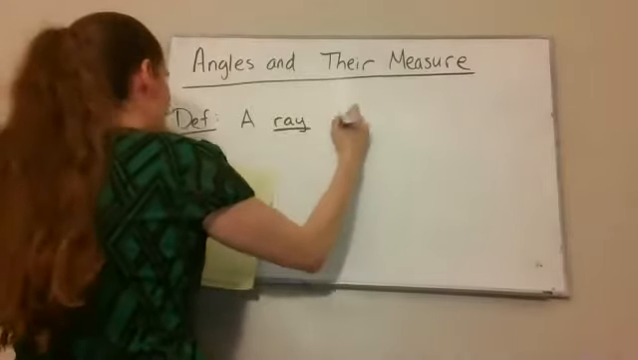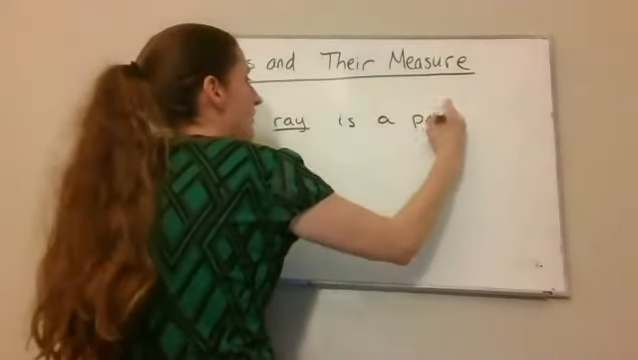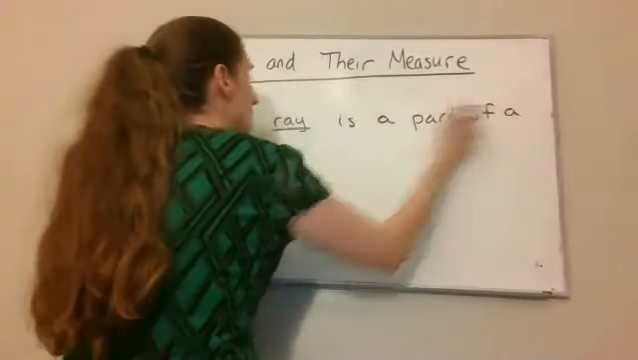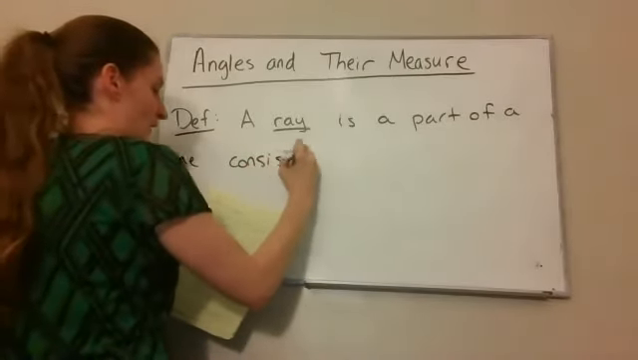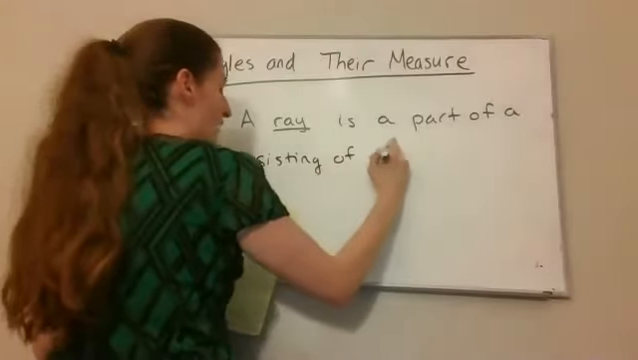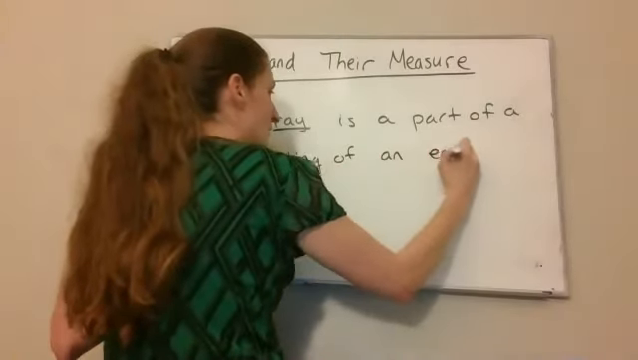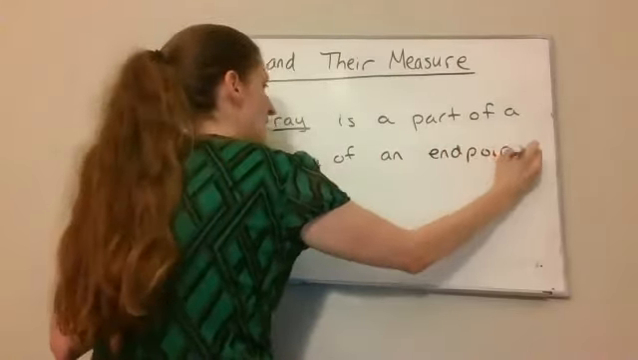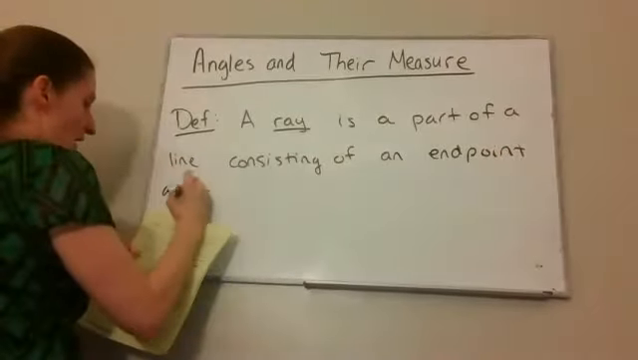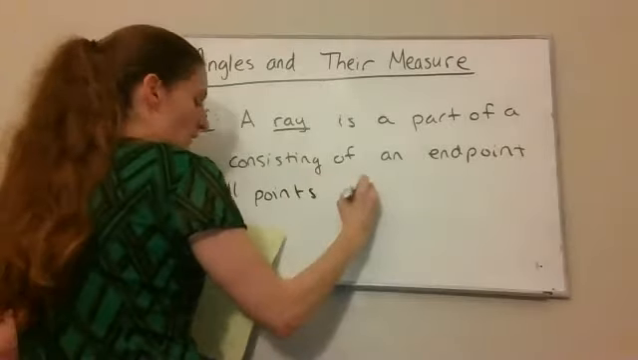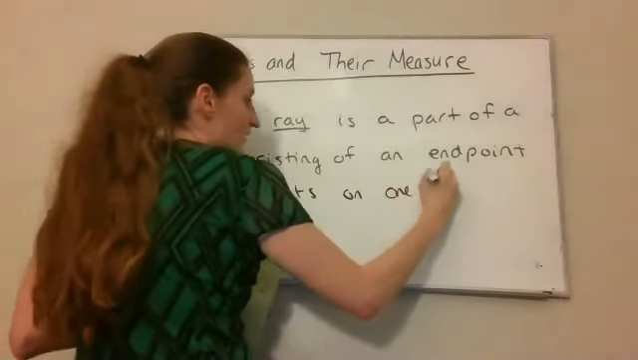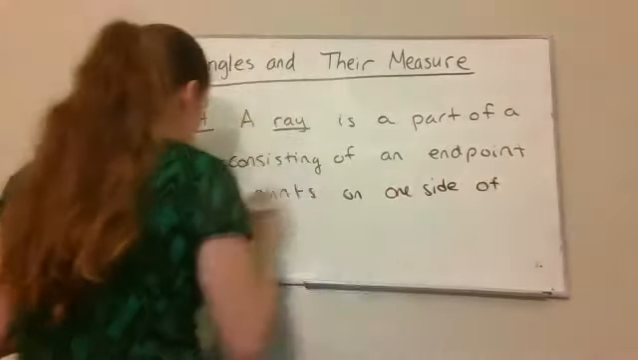A ray is a part of a line consisting of an endpoint and all points on one side of the endpoint.